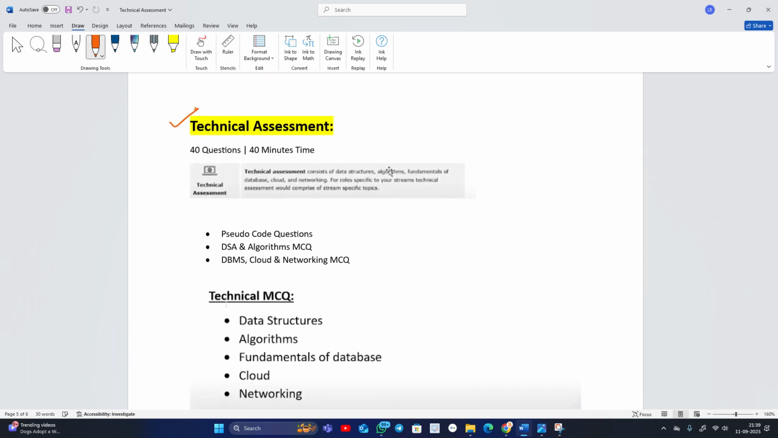So tomorrow your technical assessment will be there: 40 questions in 40 minutes. It consists of data structures, algorithms, fundamentals of database, cloud and networking. For role-specific questions, the technical assessment will comprise stream-specific topics: pseudocode questions, DSA and algorithm MCQs, DBMS, cloud and networking MCQs.